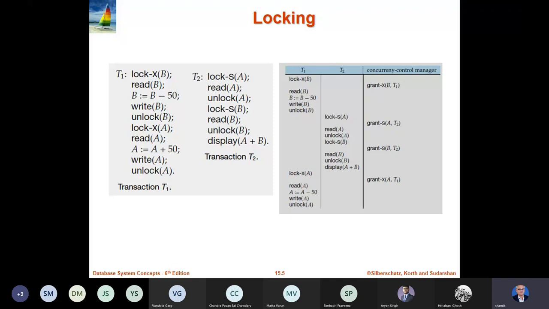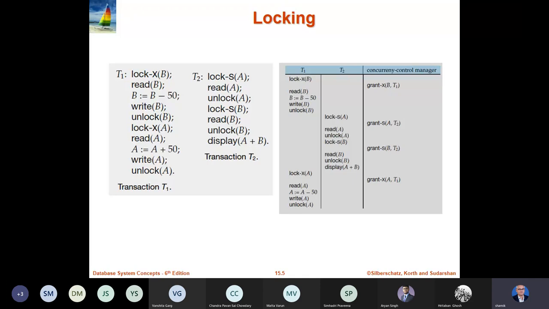So if you see, all these locks are getting issued by the concurrency control manager, because there is no incompatibility of locks, and it is a locking protocol. But is it correct? The problem is that P1 was supposed to reduce B by 50 and update A by 50, and P2 should display A plus B. If we take the initial value of B to be 1000 and A to be 2000, then P2 should always display 3000, whether P2 is executed before P1 or after P1.